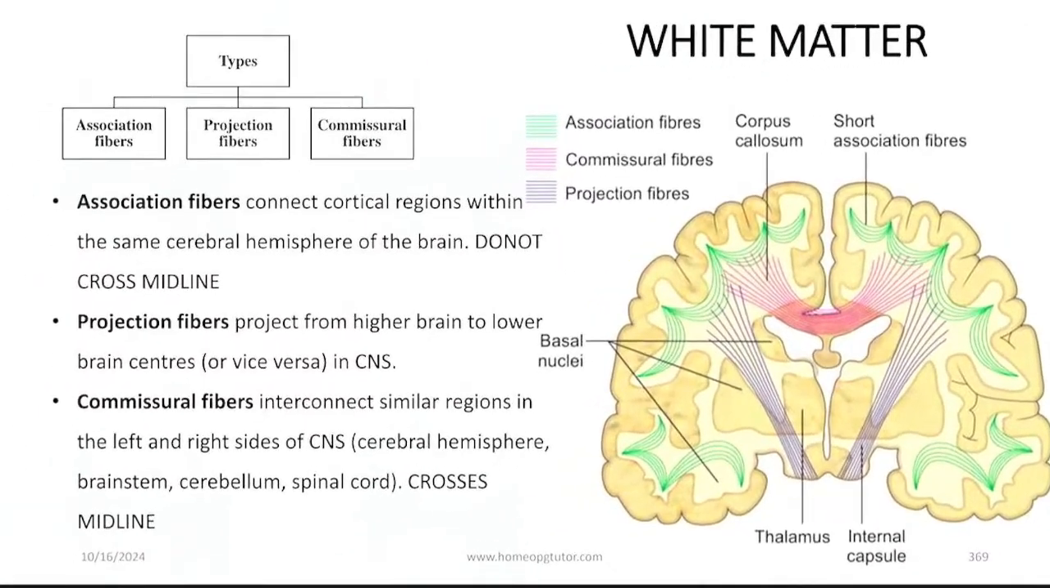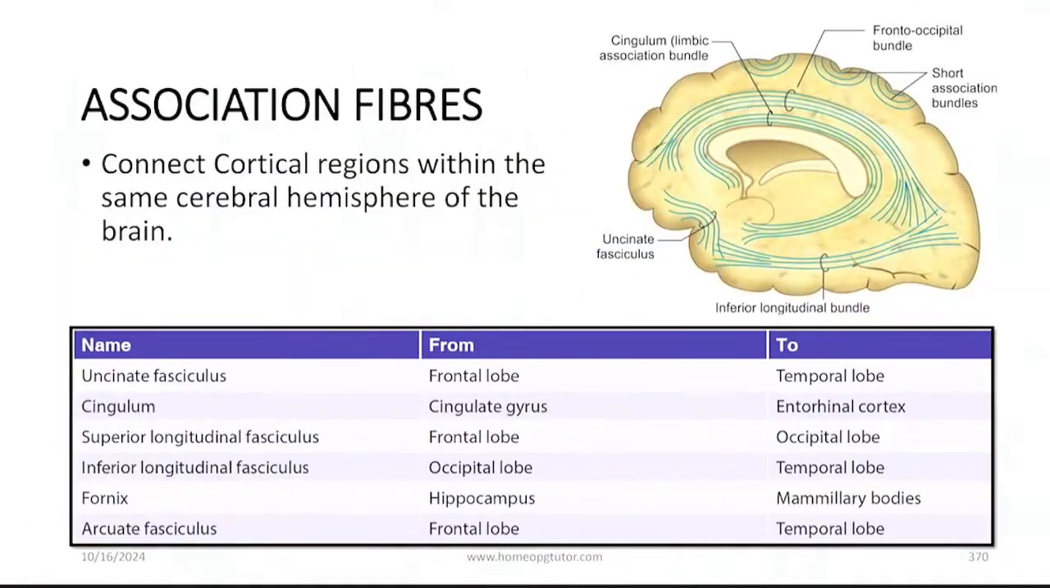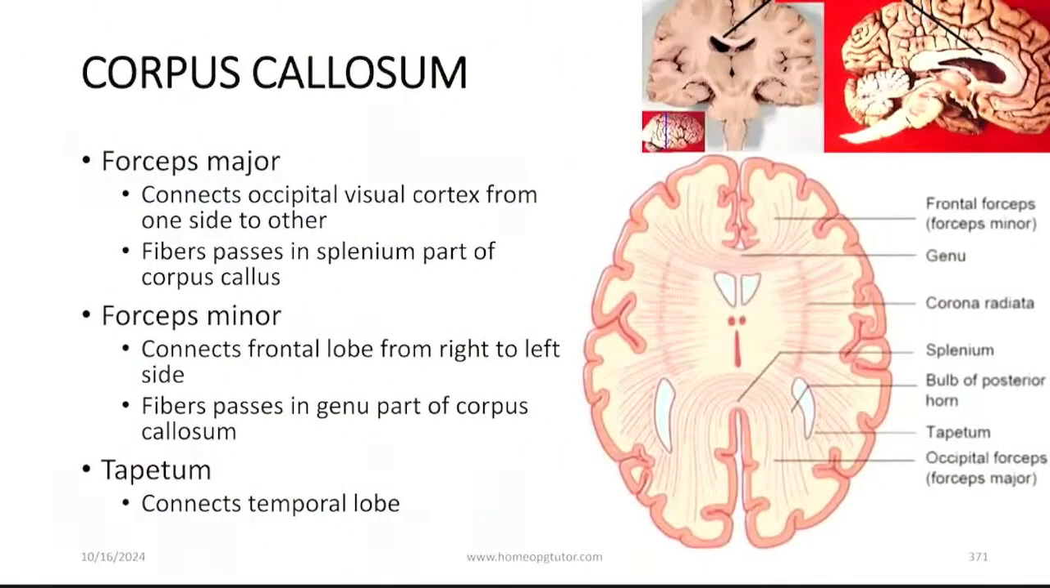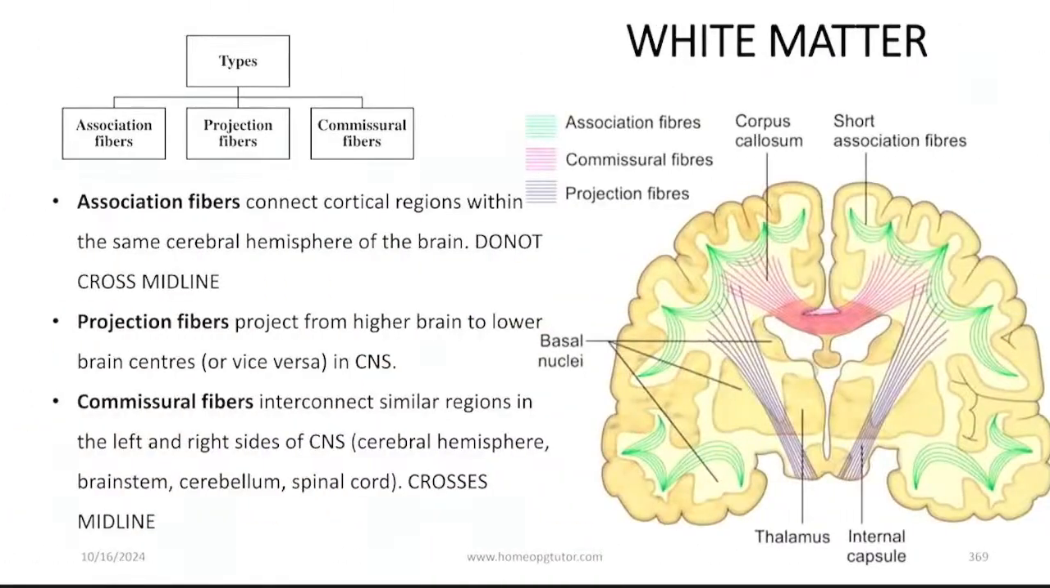Similarly, we have projection fibers. Projection fibers are the fibers that connect the higher to lower centers. We have higher centers, like the cortex is a higher center. Comparatively, the thalamus is a lower center. There are fibers which connect the thalamus to the higher center, or the higher center to the thalamus. That is considered to be a projection fiber. All these things are within the CNS. So remember, we have three kinds of fibers: association fibers, projection fibers and commissural fibers.